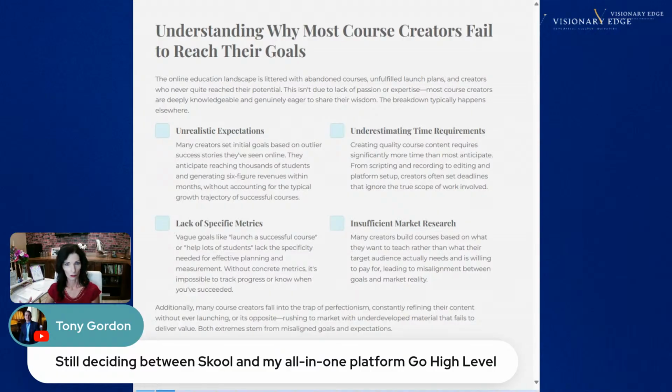So what deliverables are you going to have? Are you going to have a community? Are you going to have live coaching and consulting? Are you going to have any personalized feedback sessions? Are you going to have workshops? Are you going to have worksheets, templates, resources for your students? So really mapping all of that out and creating that.